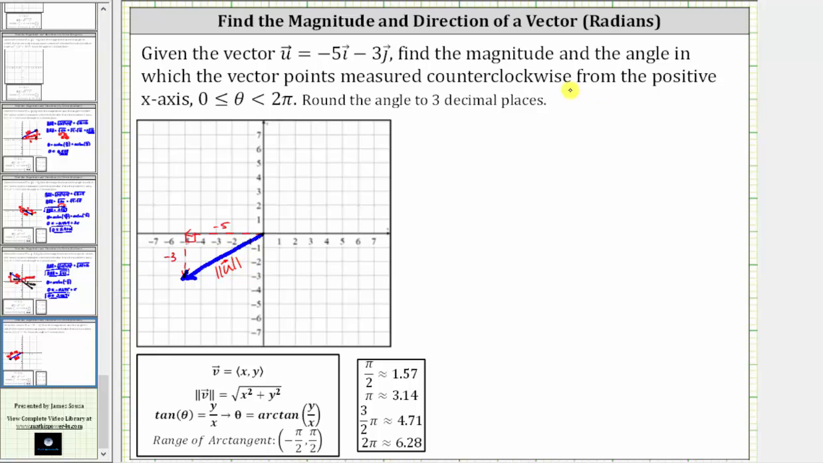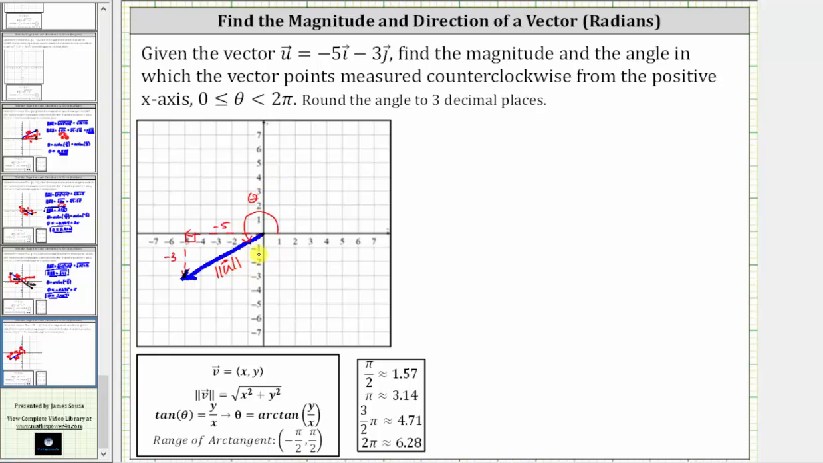And then the angle theta, the direction of the vector, again, is the angle starting along the positive x-axis, rotating counterclockwise to the vector, which is this angle here. This is the direction angle for vector u.